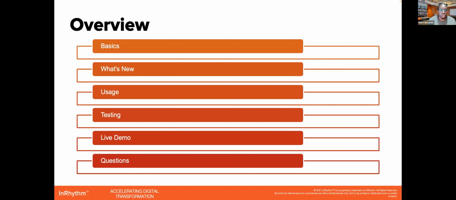So this is just an overview. I'm going to start with the basics about how in-app purchases work, and then I'll talk about what's new with StoreKit 2, and I will go into some code examples of how to use it and talk about testing for a little bit, and then I'll do a live demonstration from a project that I found that demonstrates how to use StoreKit 2, and then open up to questions.